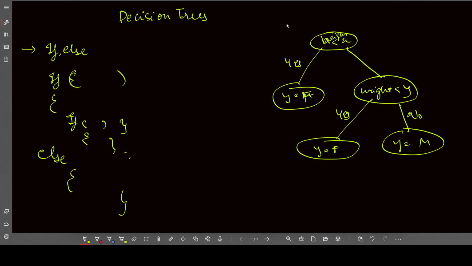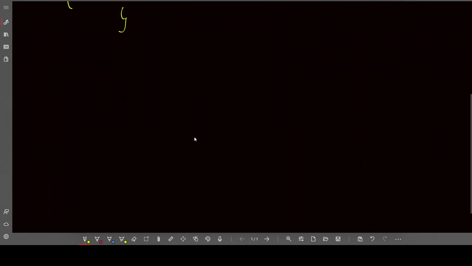So a decision tree can be thought of as a binary tree. A binary tree, in a sense, is basically acting like an if-else classifier. So that's how decision trees work. Now, before we learn how to construct a decision tree, I'll also explain how decision trees are always axis parallel.